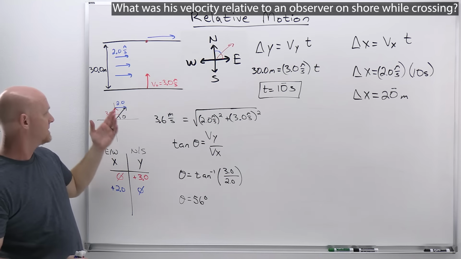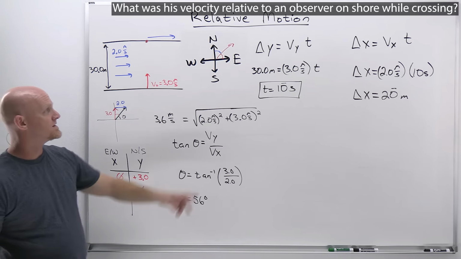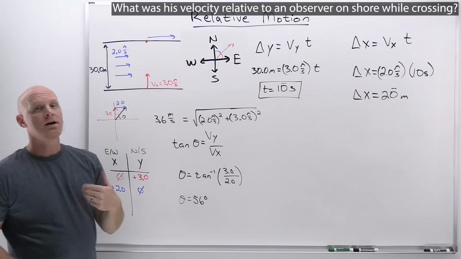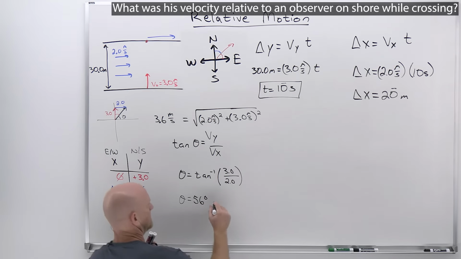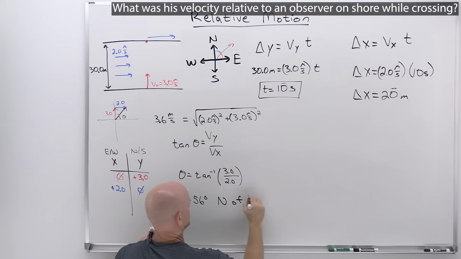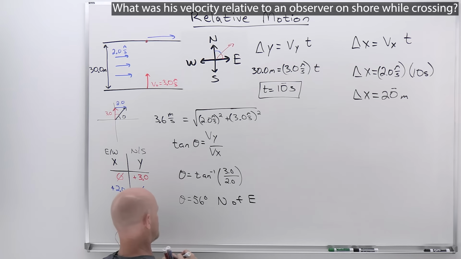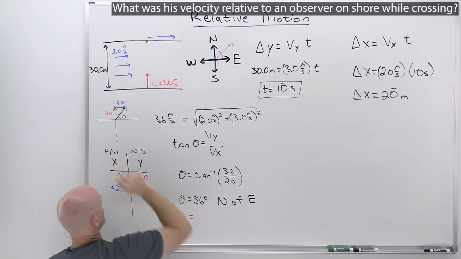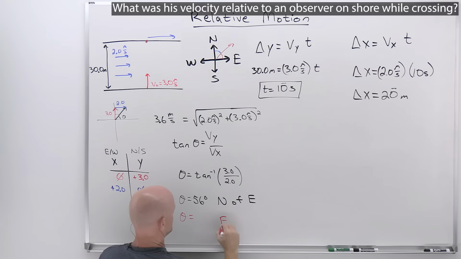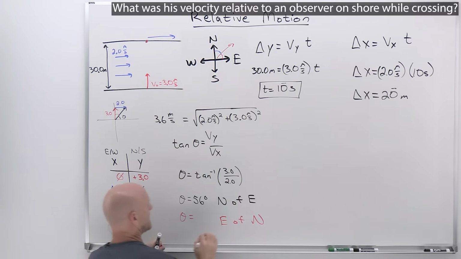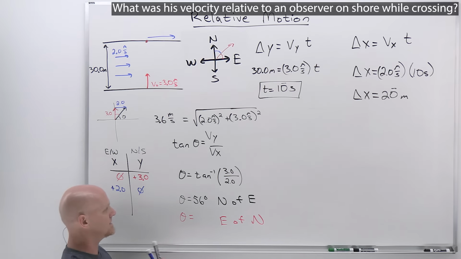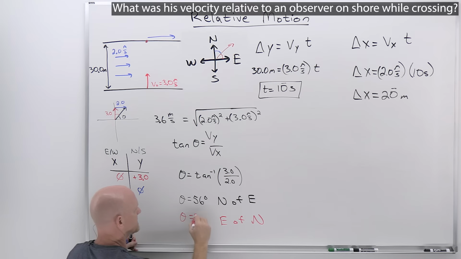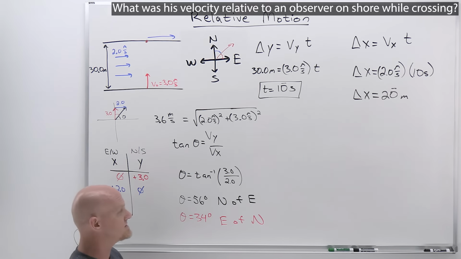Okay, so in this case, the angle we got of 56 degrees, well again, that's this angle right here, and we could call that north of east. But we could have also gotten the other angle here instead, in the east of north direction. Well, they're complementary, so they add up to 90, and so if we take 90 minus 56, we're going to see it's 34 degrees east of north.